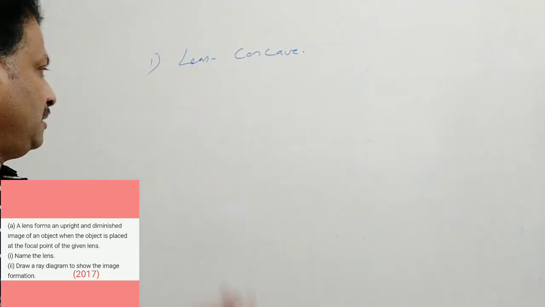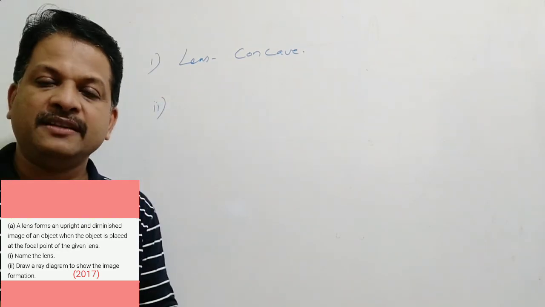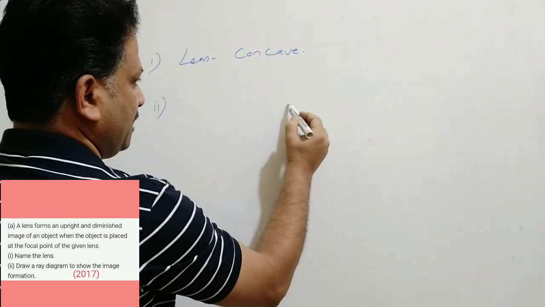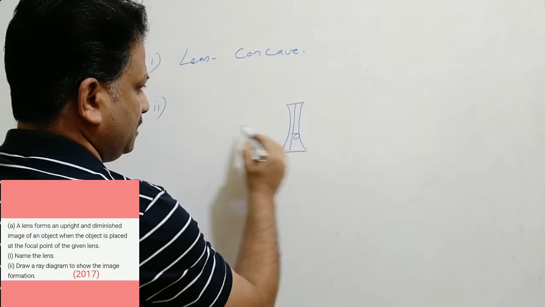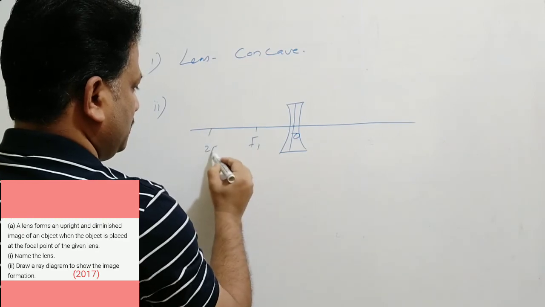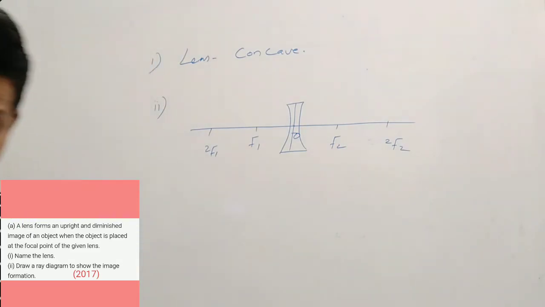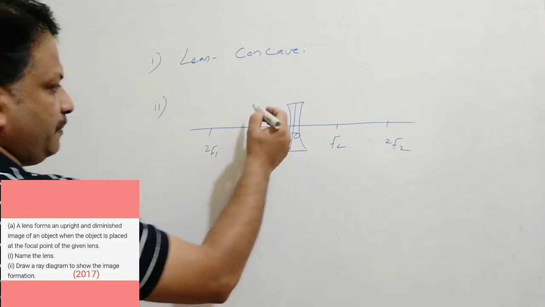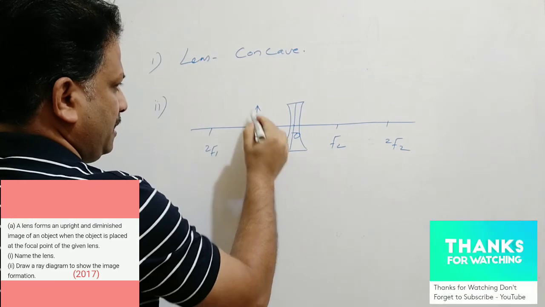Now let us make the ray diagram for the same case. For a concave lens, the ray diagram is very simple. For any position, it always forms a virtual, erect and diminished image. Let us make a concave lens, very simple. Optical center, principal axis, F1, 2F1, F2, 2F2. Clear? So the object is placed at the focal point of the given lens. Let us place the object here at the principal focus, AB.